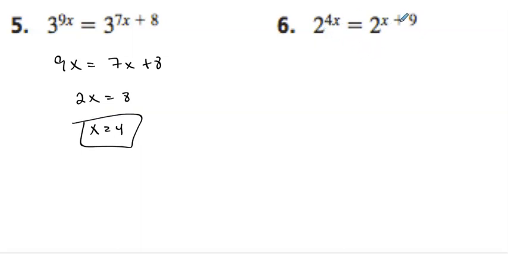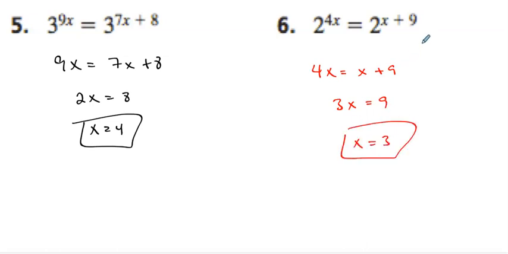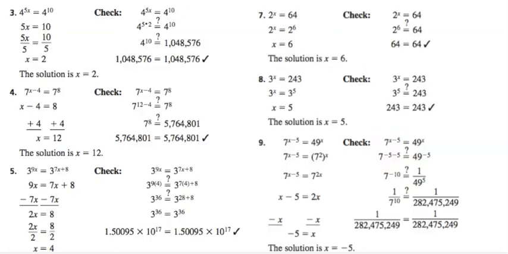Alright, and then 2 and 2, we got the same bases again. So when does 4x equal x plus 9? It's the same as when 3x equals 9, or when x is equal to 3.